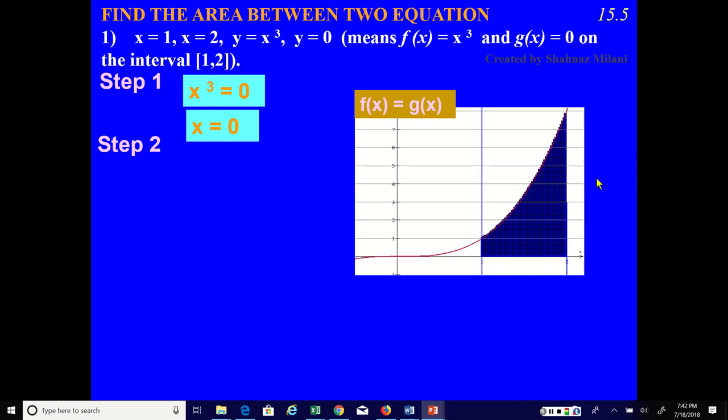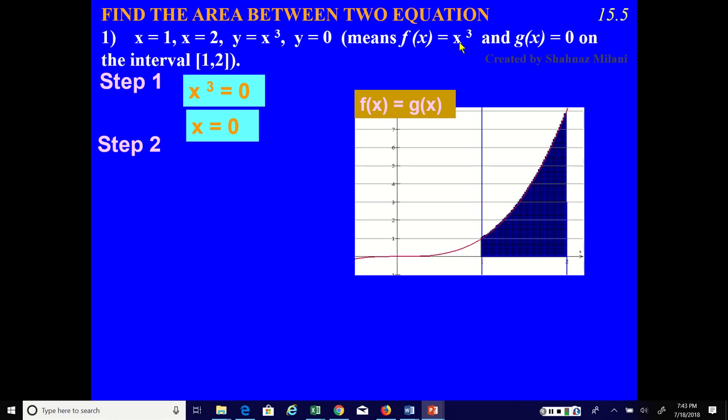Now, by looking at my graph, the curved graph is the f of x, and this graph is my g of x. That means between 1 to 2, I have just one piece of graph between 1 and 2. Find out which equation is higher. Then, you can choose any number between 1 and 2, which I can choose 1.5.